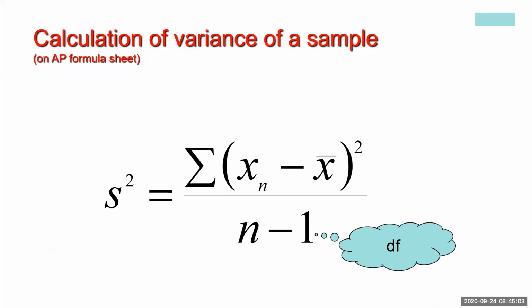So again, you don't need to memorize it, but make sure that you know where it is on the formula sheet, and that variance is your little s squared. Okay, just eliminate the square root.